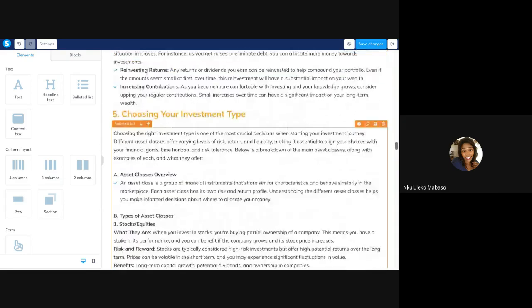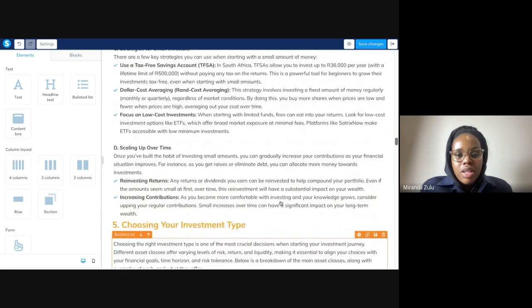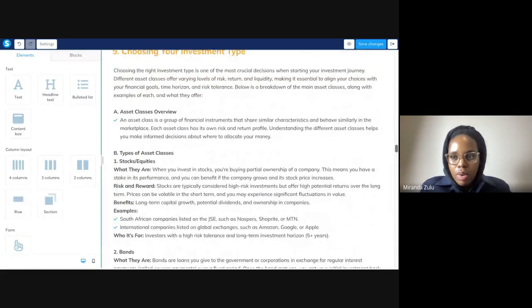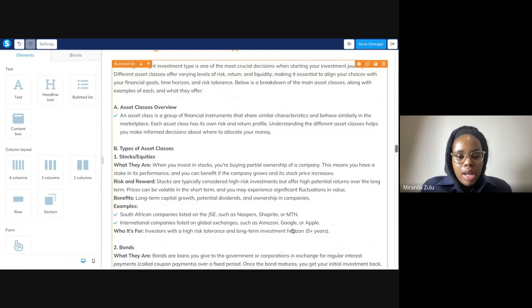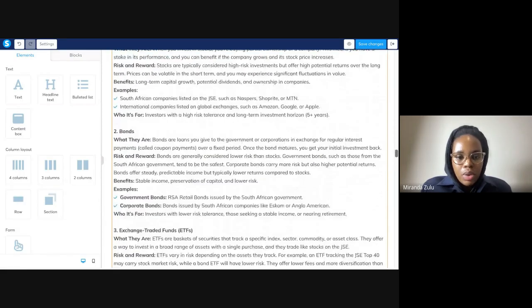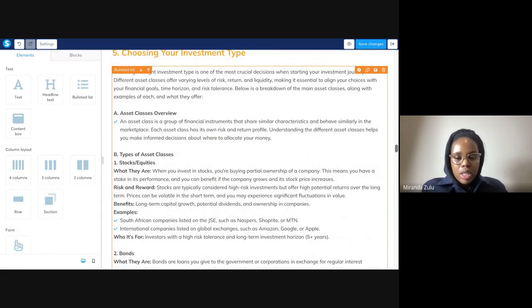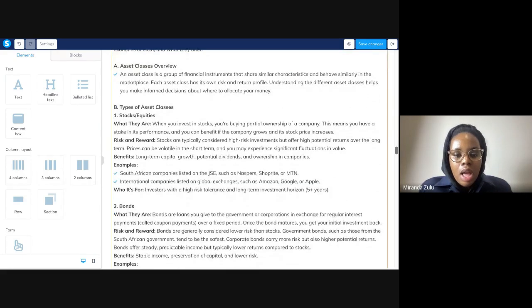Okay, so choosing your investment type. I know we're a little bit over time, so we'll just go through this really quickly. So there's stocks and equities. Stocks and shares are the same thing, which is a stake in a company's performance. So you benefit if the company grows, or the company stock price increases. For example, with the MTN example, if you bought it for 100 Rand and now it's worth 500 Rand, you've received capital appreciation on your share.